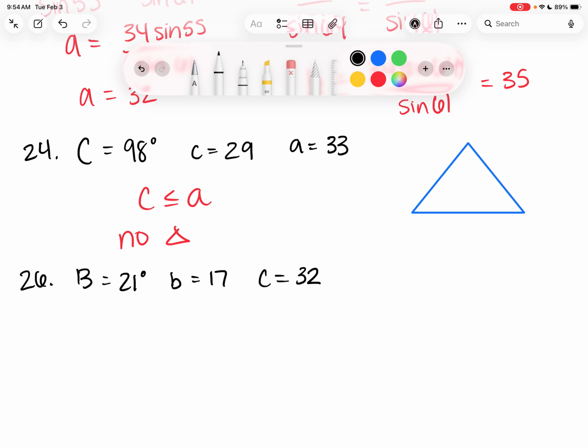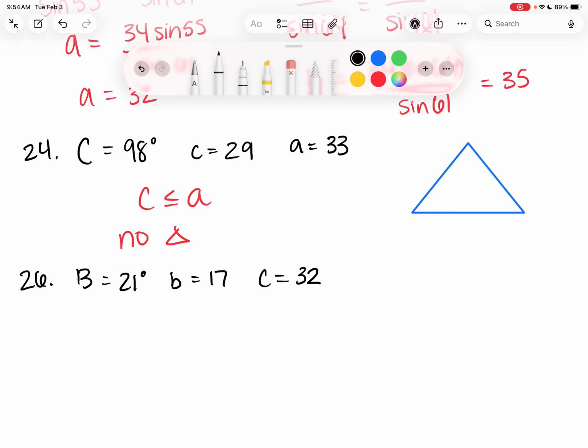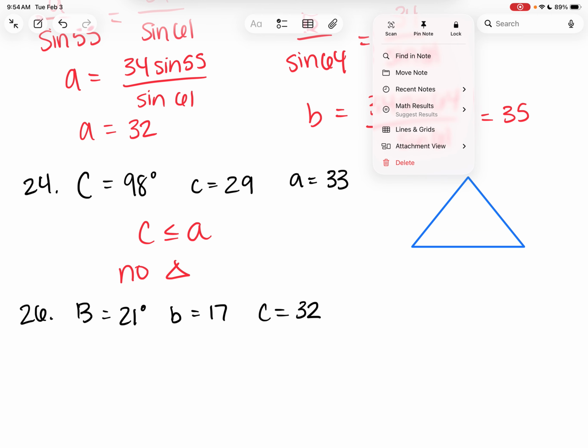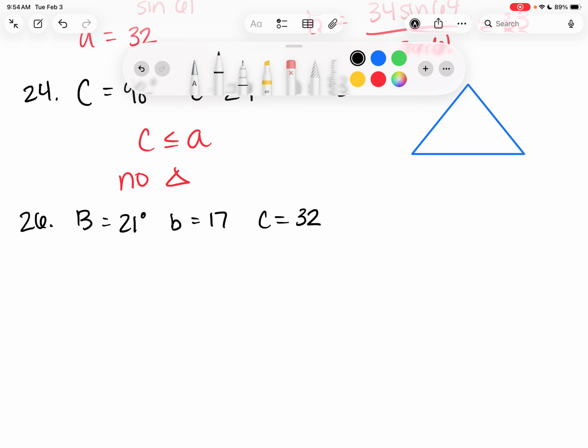All right, so I'm looking at, in this case, B compared to C, as far as things go. Well, B is not greater than or equal to C. It's less than, so that means I need to find H.